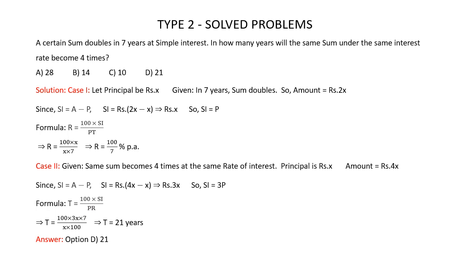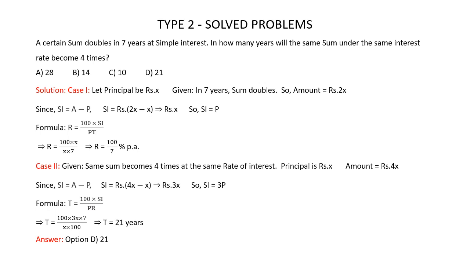Now it's given that the rate of interest is the same as in case 1. So we had found out that in case 1 the rate of interest is 100 by 7% per annum. So the rate of interest in case 2 is 100 by 7% per annum. Now we are asked to find the time here, which can be found out using the formula T is equal to 100 multiplied by SI divided by PR.